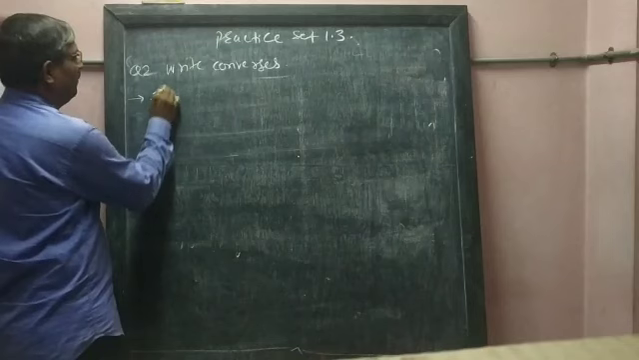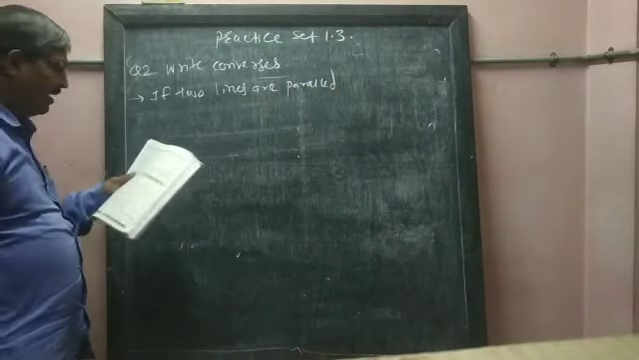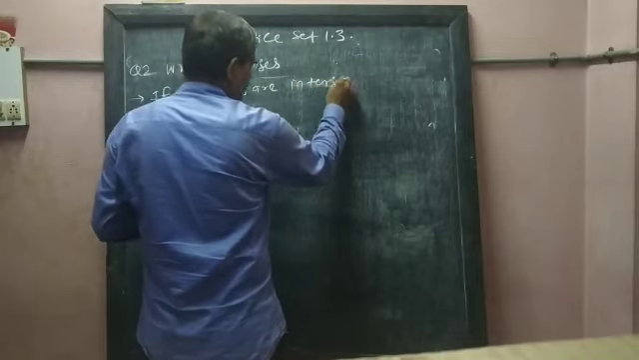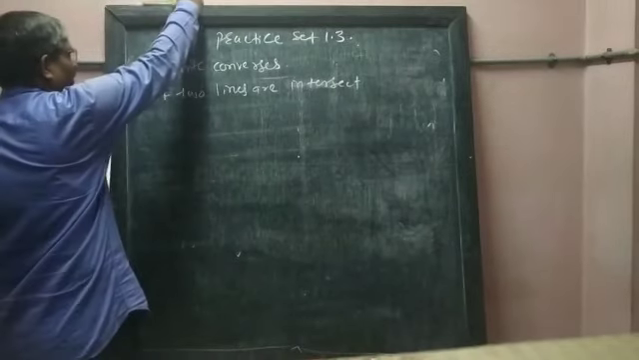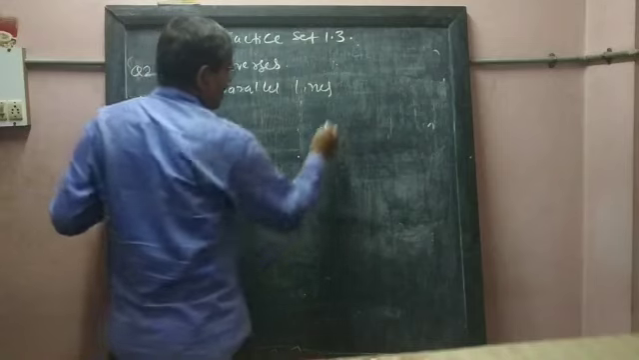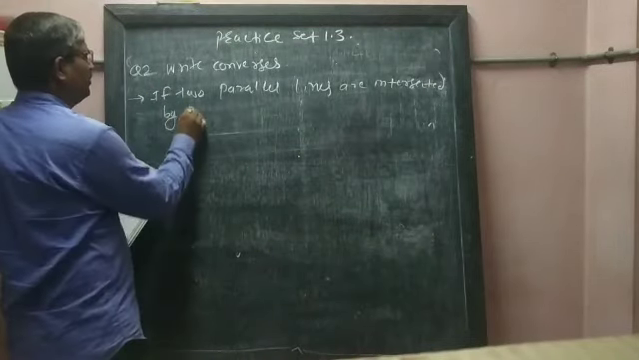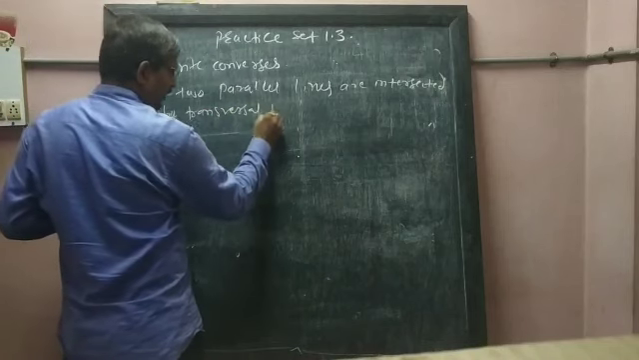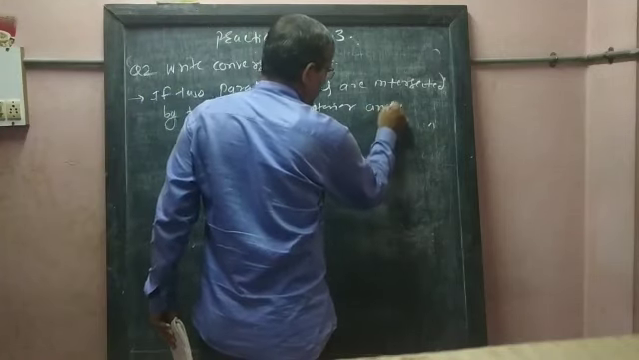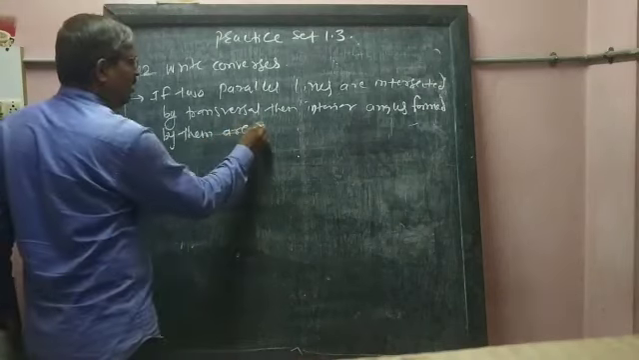How does the converse statement become? If two parallel lines are intersected by a transversal, then the interior angles formed by them are supplementary.